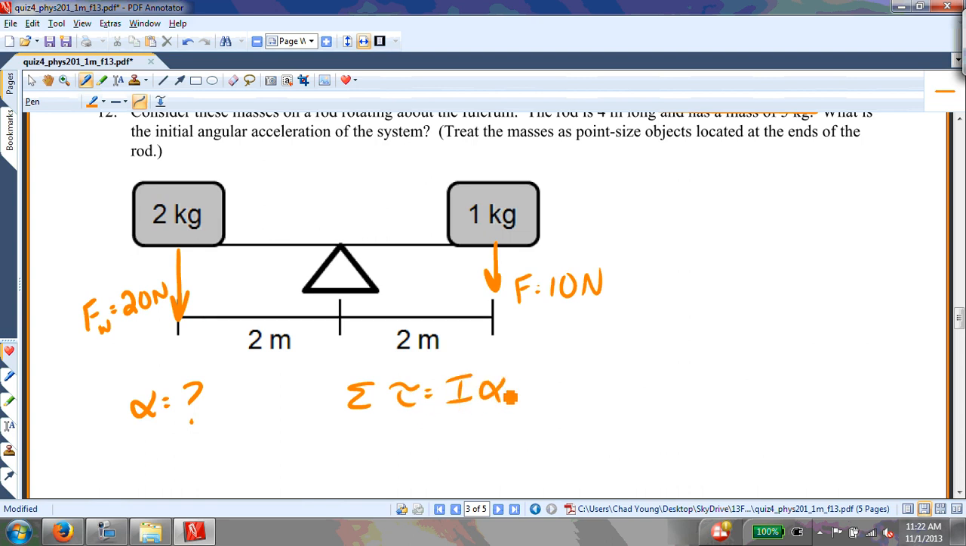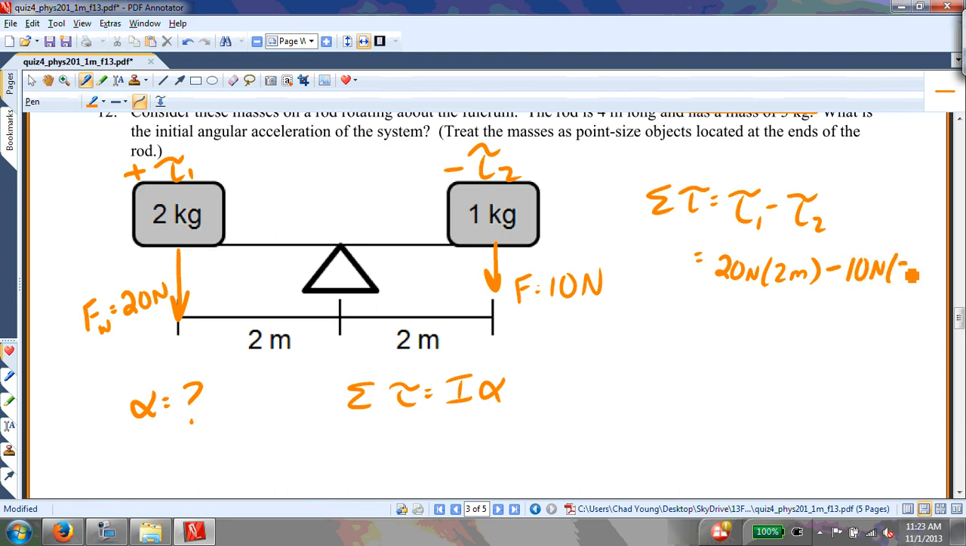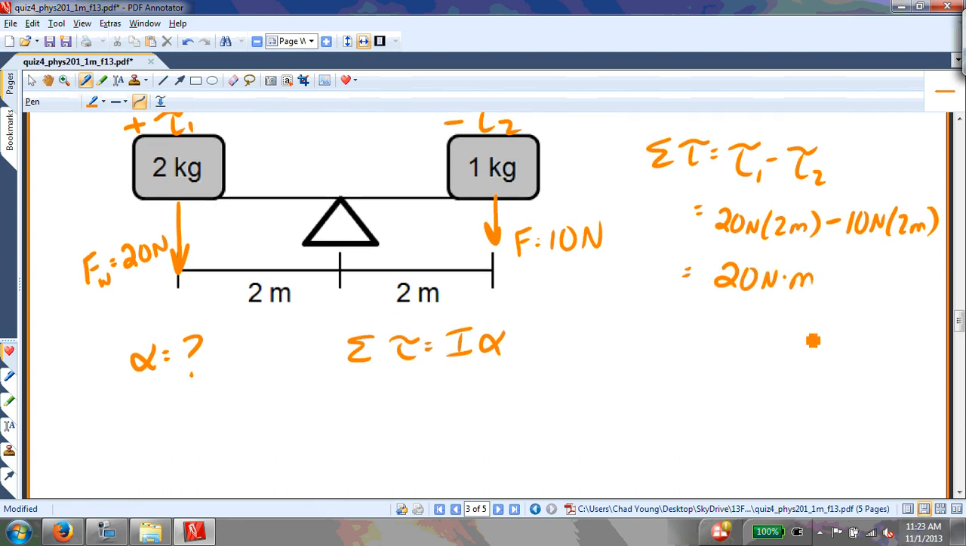I can sum up the torques here. If I call this torque 1, I call this torque 2, the sum of the torques will equal, let's see, torque 1 is counterclockwise, so it's positive. Torque 2 is clockwise, so it's negative. That's going to be 20 newtons times 2 meters minus 10 newtons times 2 meters. That's 40 minus 20, which is 20 newton meters. So that's my net torque.